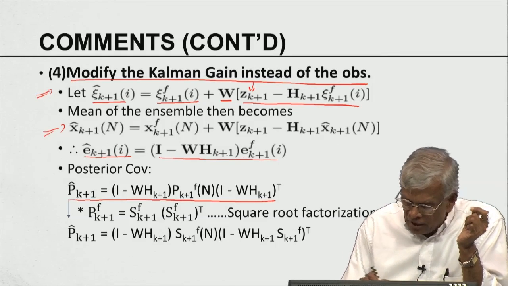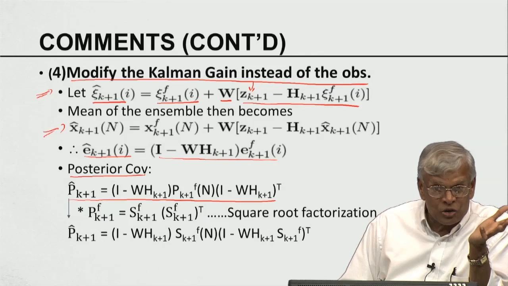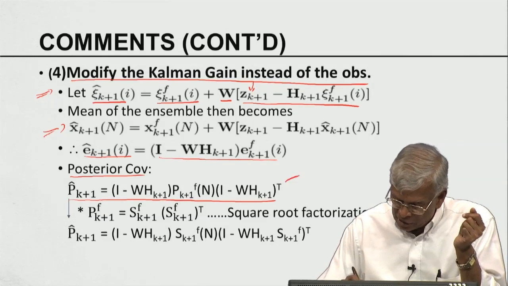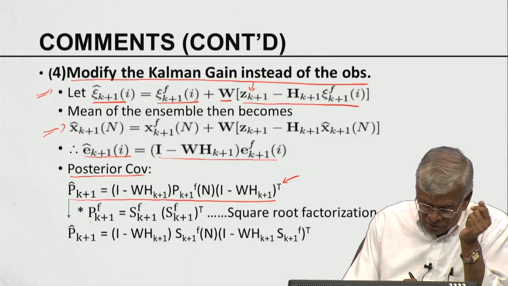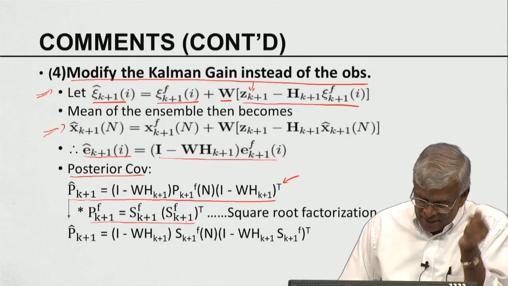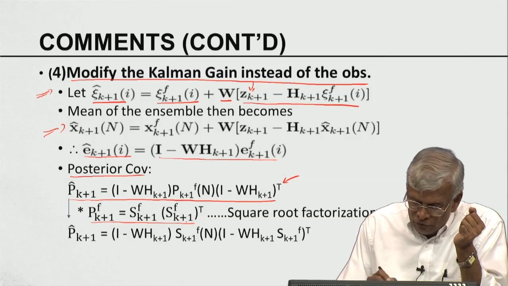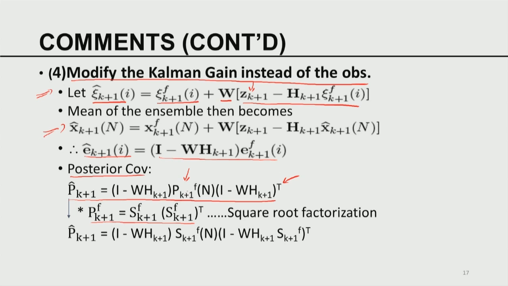Therefore, if the error structure is given by this, the posterior covariance, which is the analysis covariance, is given by this expression. Let us assume the forecast covariance has a square root factorization like that. So this is the forecast covariance. Let us pretend this forecast covariance has a square root factorization available. In that case, by combining these two and replacing this by the square root, I get the analysis covariance as the product of this times that.